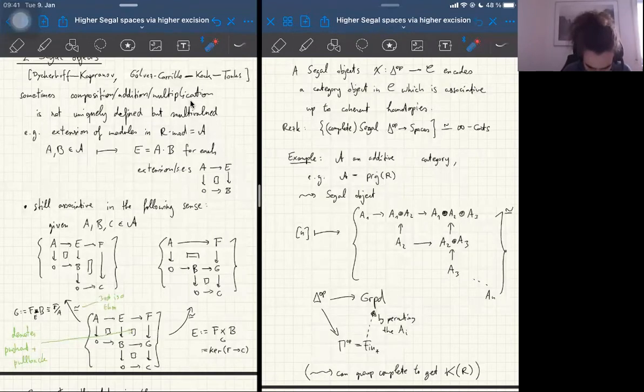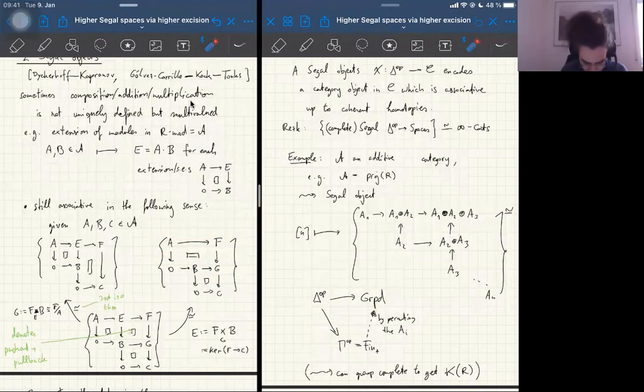So if I start with A, B, C, and now I look at two possible things I can do. I can do first an extension of A by B, and then an extension of that resulting E by C. So that will give me stuff of this shape. Or I can start with A, B, C, take first an extension of B by C, and then an extension of the resulting module with A.